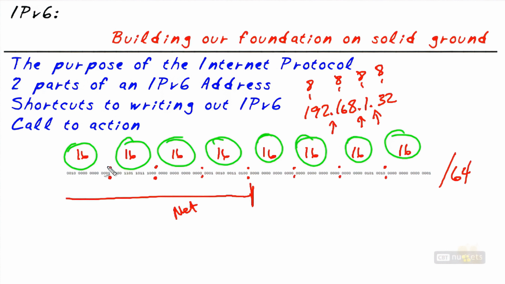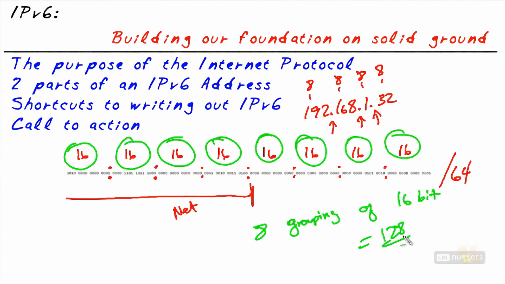1, 2, 3, 4, 5, 6, 7, 8. So there's 8 groupings of 16 bits each. And if we do 8 times 16, hopefully that's going to work out to be 128 bits, because exactly that's how many bits are in an IPv6 address.